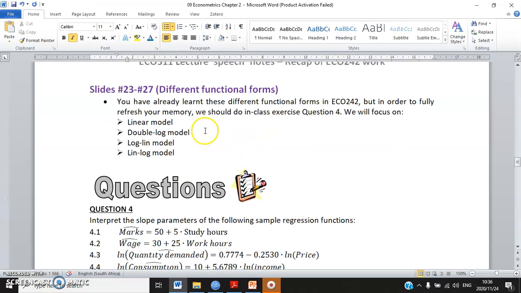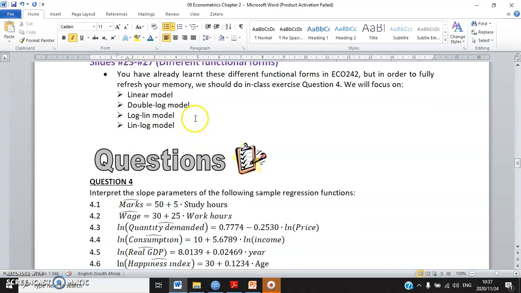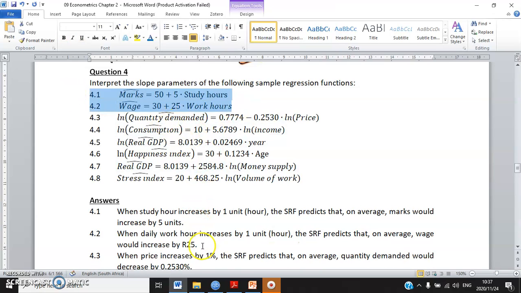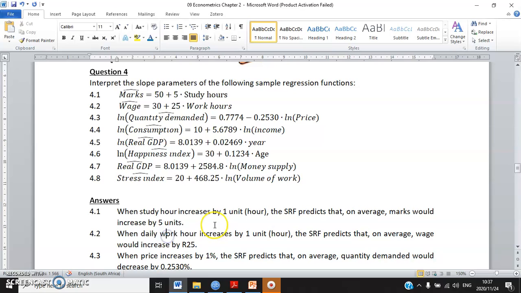Okay, and then different functional forms, I will go through it very quickly, because you learned it in your Eco 242. So we will do in-class exercise question 4, although you already have the answer. We will focus on the simplest linear model, double log model, log-lin, and lin-log. 4.1 and 4.2 linear function, quite straightforward, so I'm not going to go through the explanation. Maybe I stop for 15 seconds for you to look at the answers on your own.